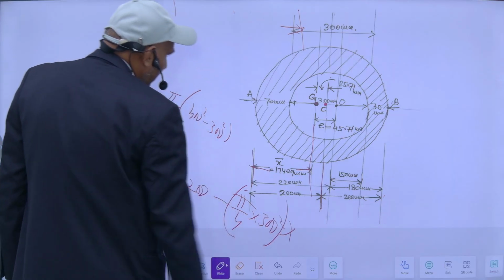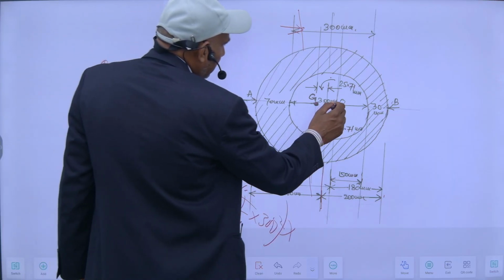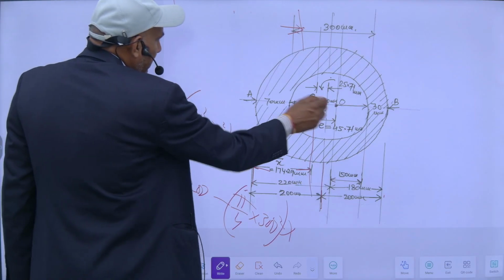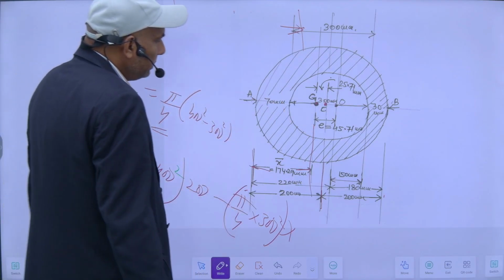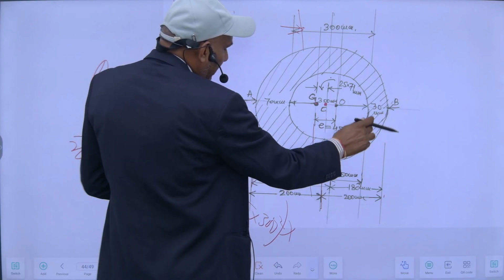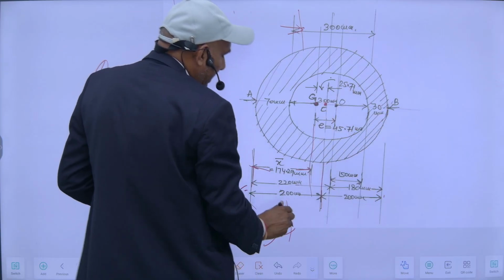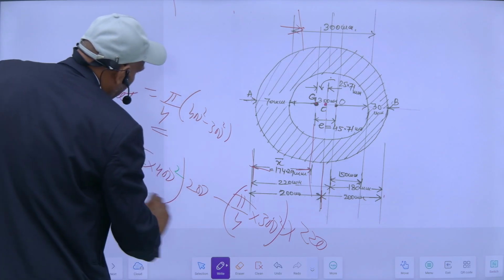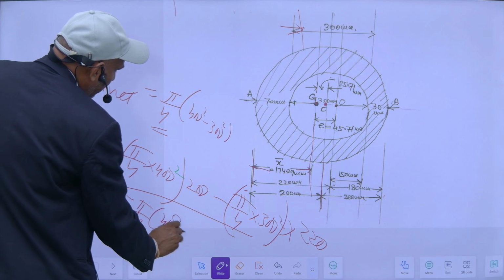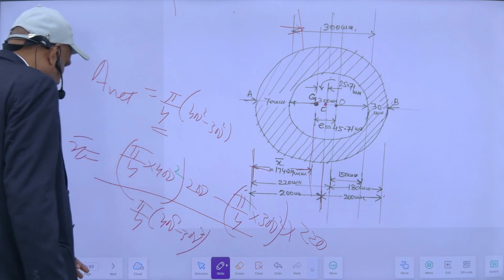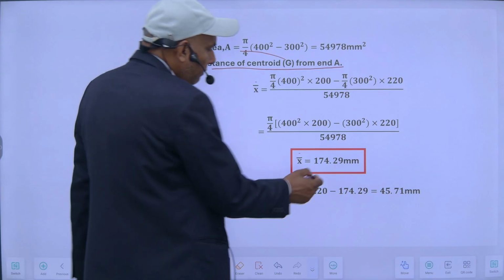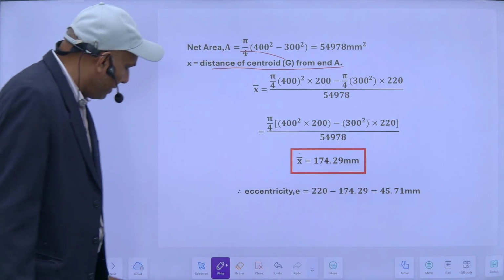and its distance, so its origin, this is the center of the bore, so this distance into this distance, it will be, since it is 180, so total is 400 minus this 180, I will get 220, divided by this area. So with this I will get x bar. My x bar will be this one, 174.29 mm.